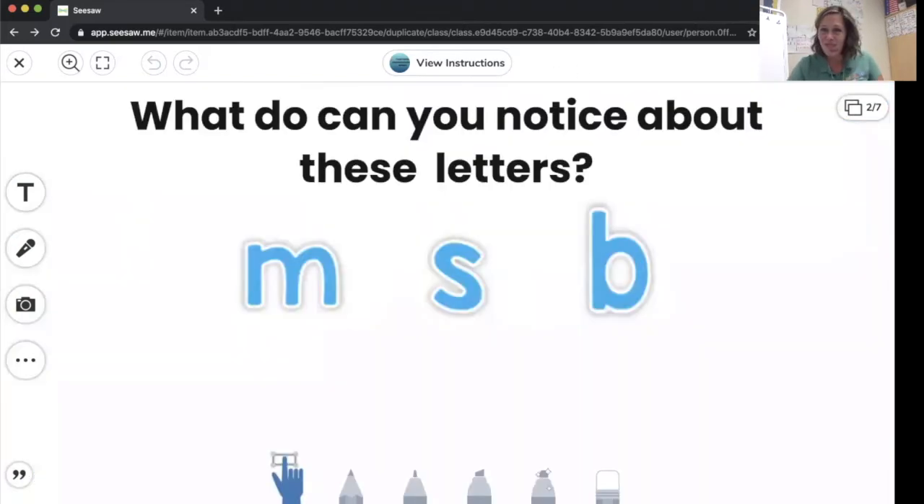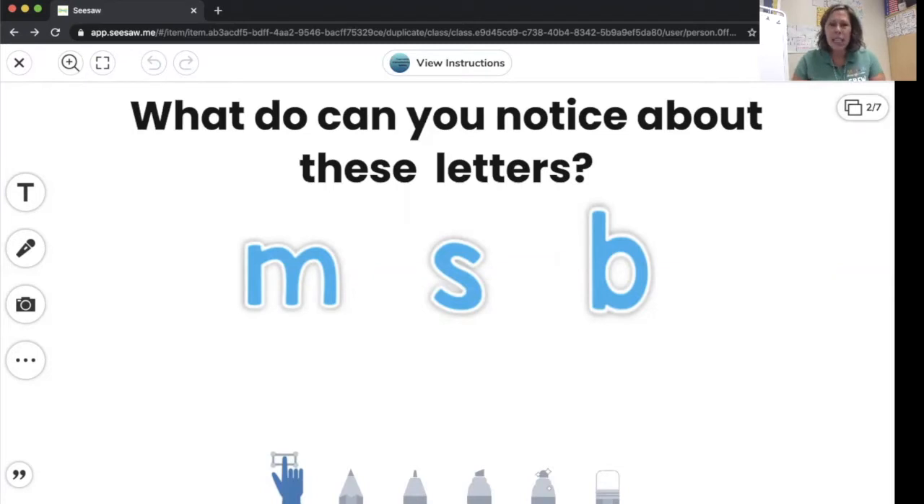Okay. We are going to get started off by looking at these three letters. Now for today, the names of the letters aren't very important. If you know the names of the letters, that's awesome. Thumbs up to you. But for today, we really want to focus on what these letters look like. So let me see. It says, what can you notice about these letters? Let me think.